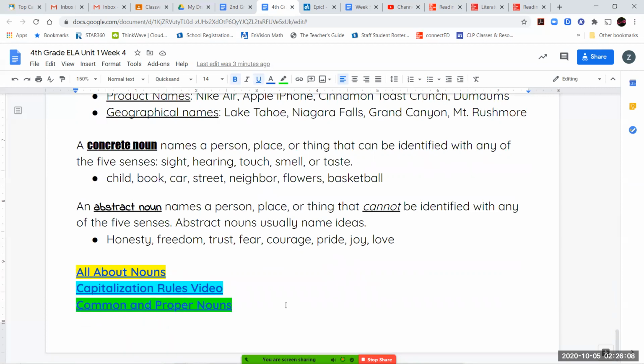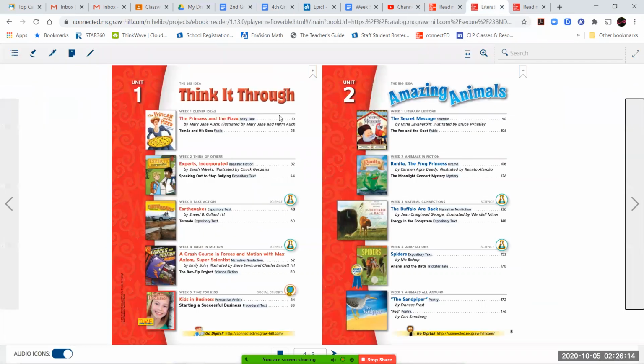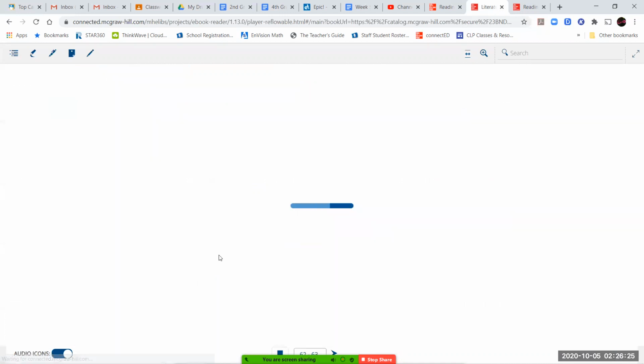I'm going to go ahead and jump into your weekly stories. So this week we're in Unit 1, Week 4. So you guys are going to be reading about a crash course in forces and motion. So that's why you had a lot of science words in your vocabulary.